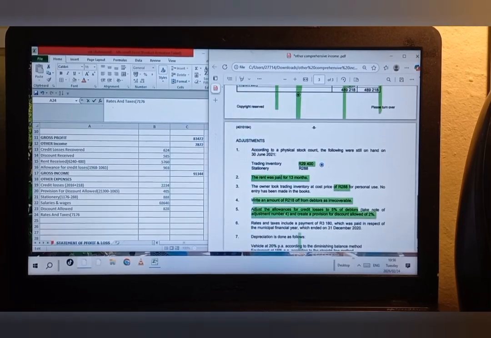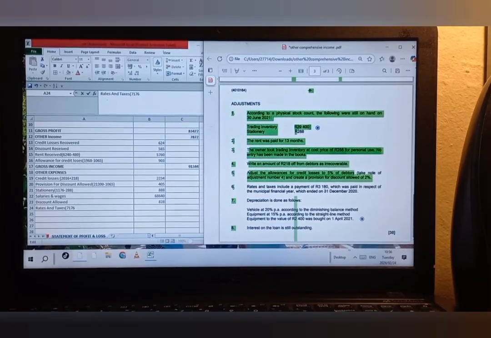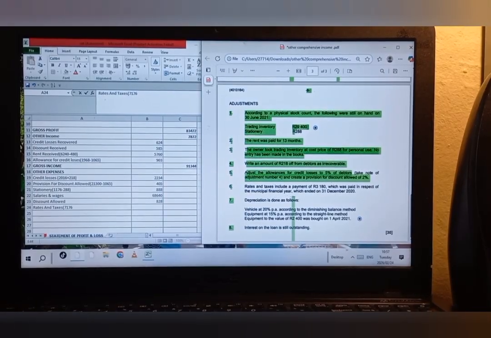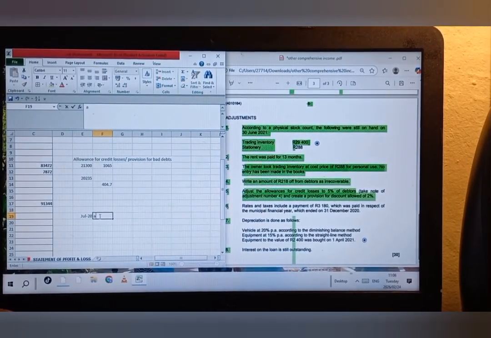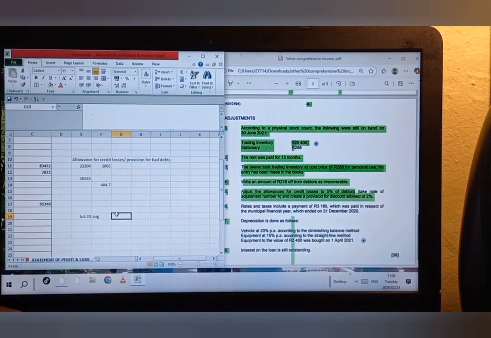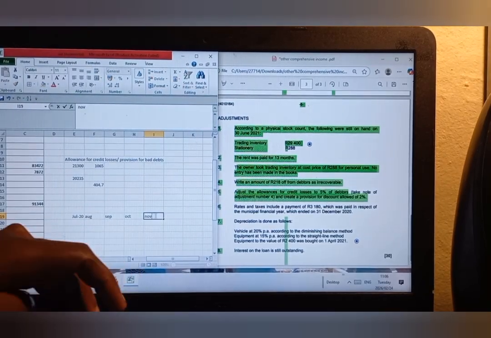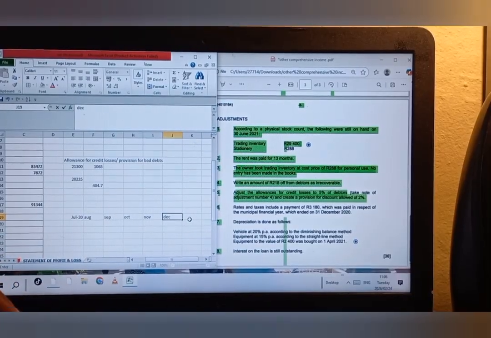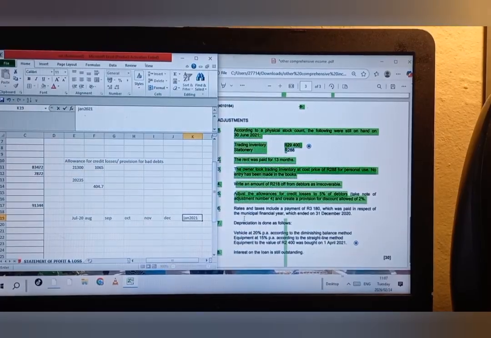We go down. Adjustment number 6. Rates and taxes include a payment of 3,180, which was paid in respect of the municipal financial year, which ended on 31st December 2020. Our year started in 1st July 2020. So July, August, September, October, November, December, and then we have Jan 2021 up until July, right?